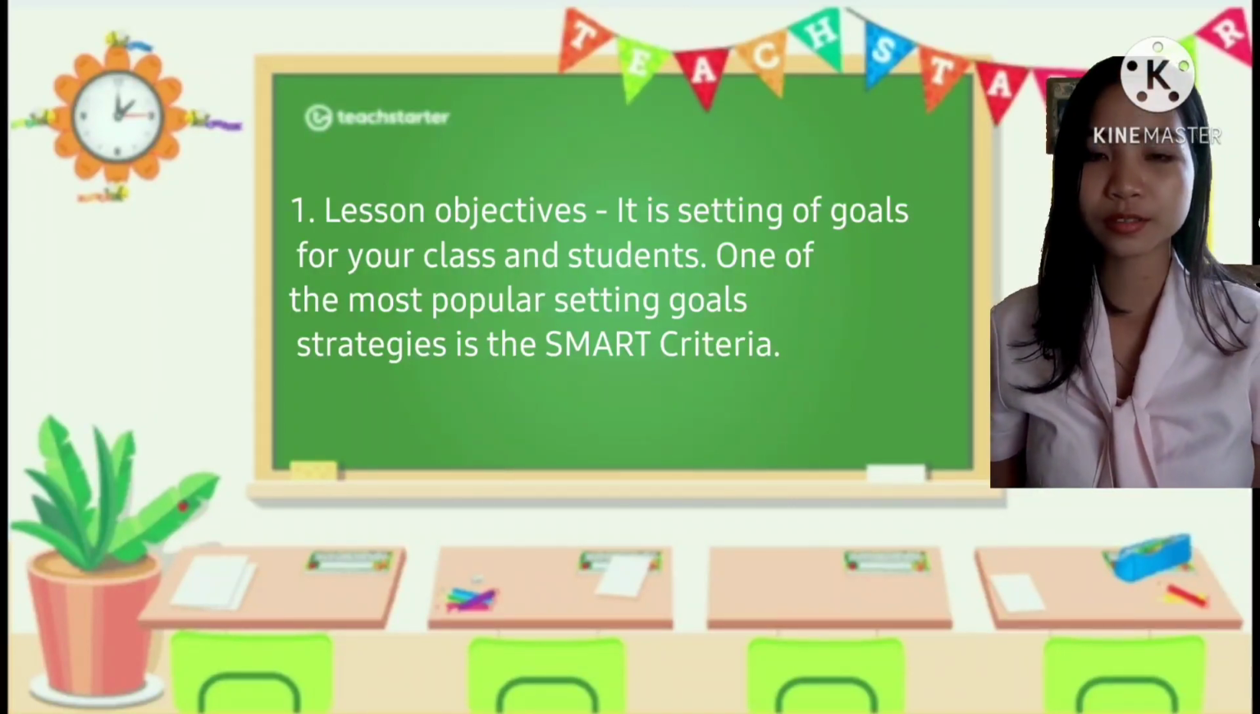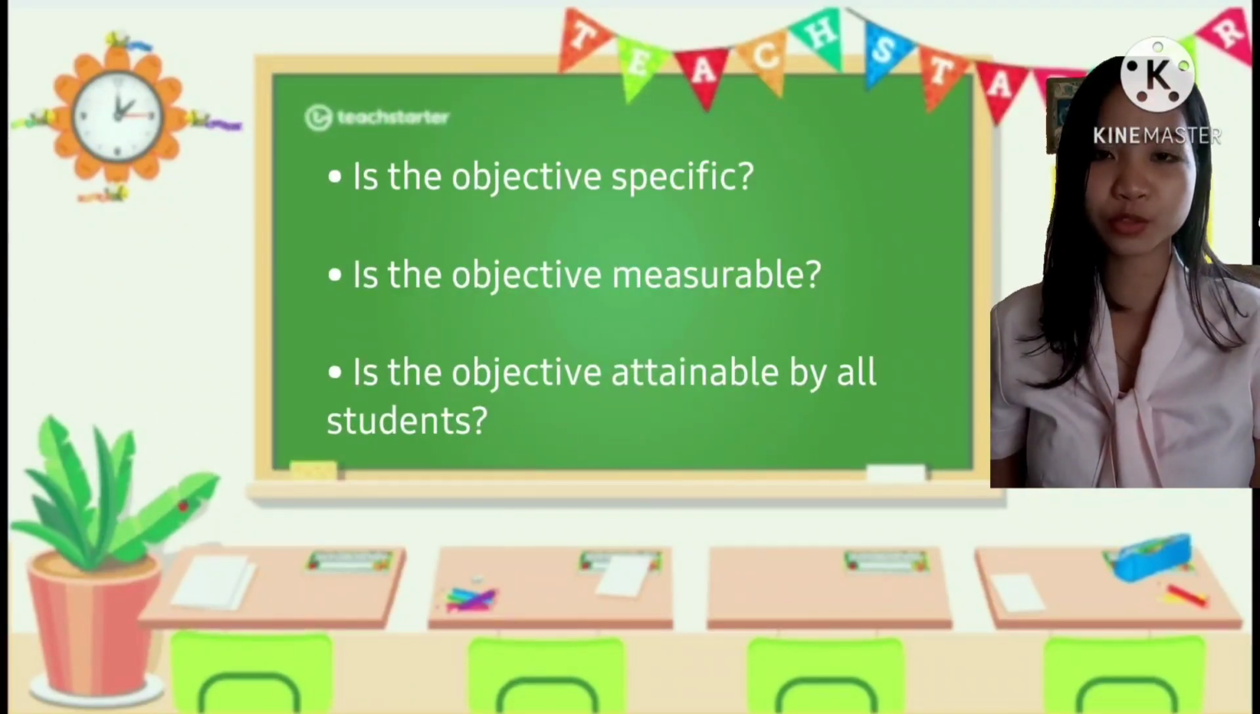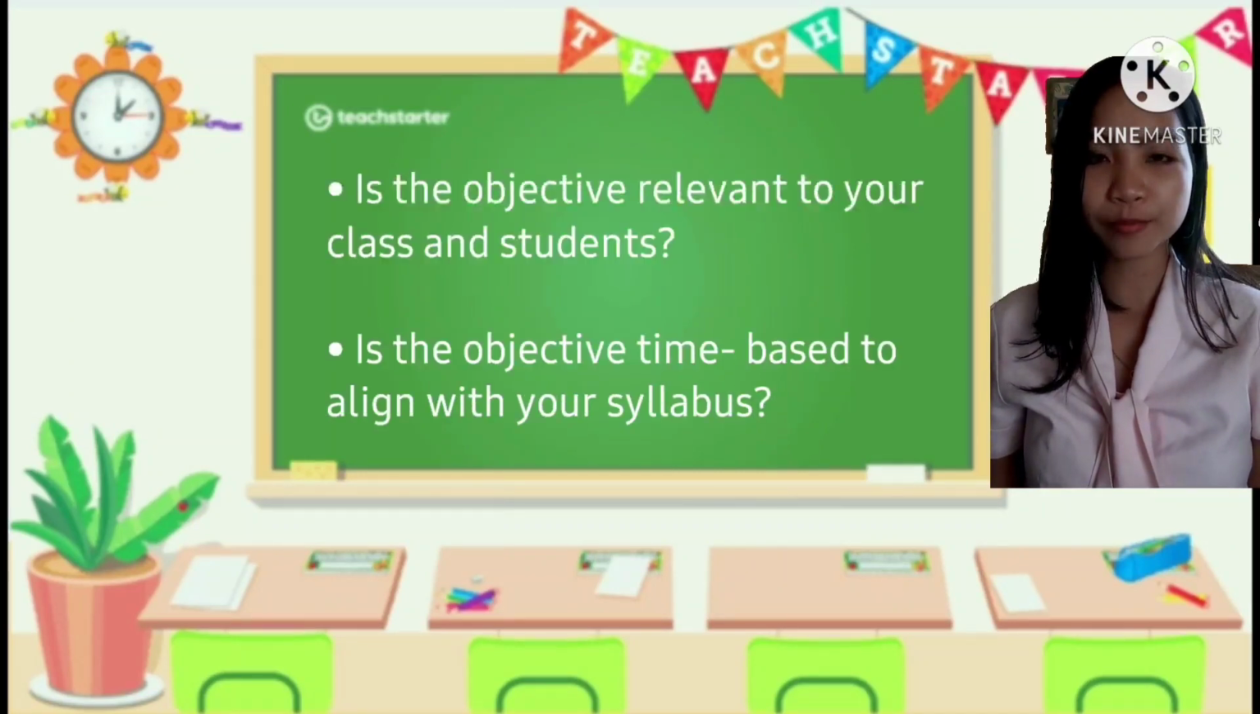We should consider the following guide questions in making our objectives. First, is the objective specific? Second, is the objective measurable? Third, is the objective attainable by all students? Is the objective relevant to your class and students? And last, is the objective time-based to align with your syllabus? If your lesson plan has answers to these questions, you have a great objective.